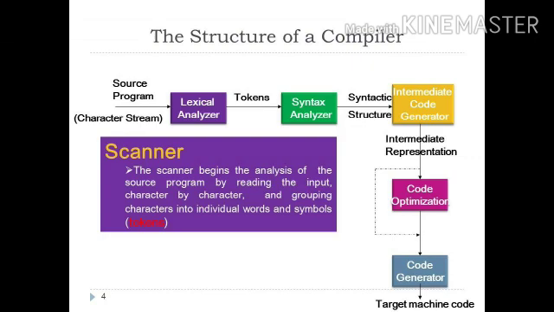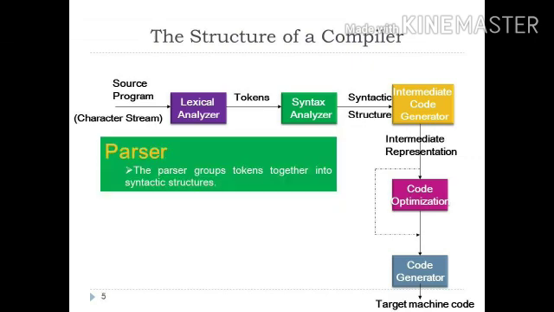The first phase is the lexical analyzer. The lexical analyzer is also called the scanner. The scanner begins the analysis of the source program by reading the input character by character and grouping characters into individual words and symbols. These are called tokens. The second phase is the syntax analyzer. This is also called the parser. The parser takes tokens as input and produces the syntax tree as output.